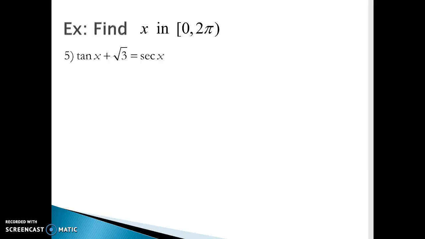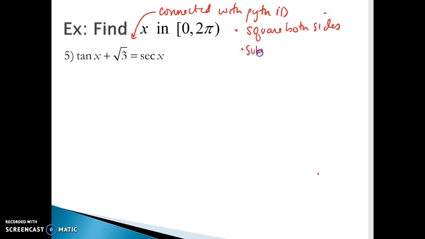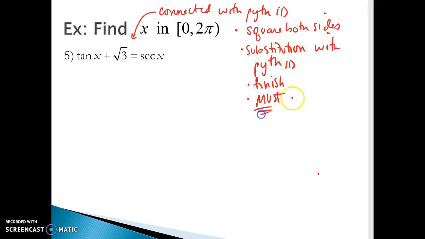However, we should recall from this problem here that tangent and secant are connected with a Pythagorean identity. So whenever we see that we have 2 terms in our problem that are connected with a Pythagorean identity, what we want to do is square both sides. We want to do a substitution with that Pythagorean identity. We want to finish the problem, and then this is crucial. After we finish the problem, we must check answers. And you won't need to check your answers in the original problem. This is mandatory for any problems where you square both sides. You have to do this because you almost always have one of your solutions not work.